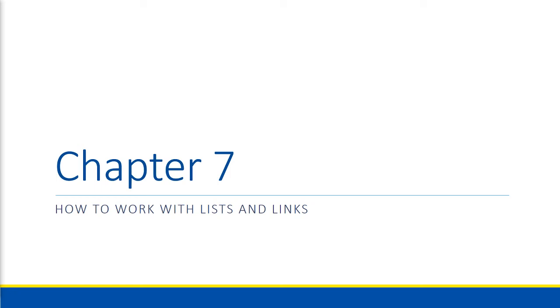All right, let's continue talking about Chapter 7. We've been talking about lists and links. And so now what we're going to do is move forward and see how we use those a little bit better together to help us create some menus.